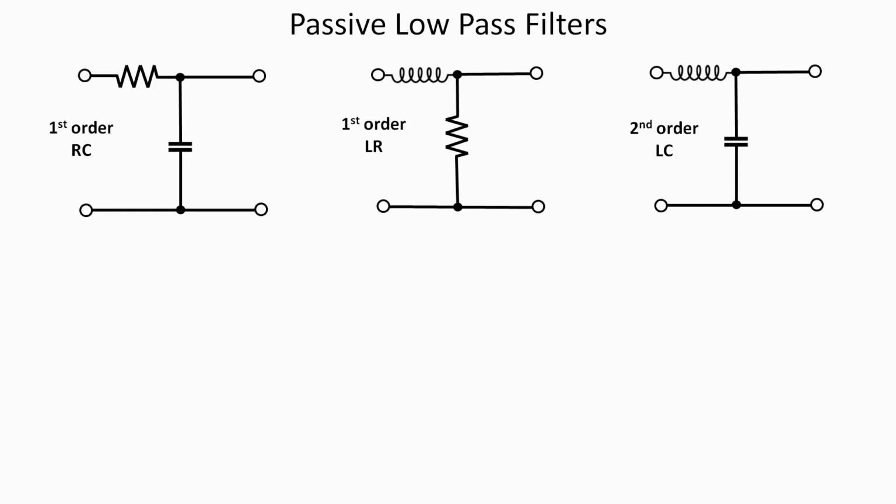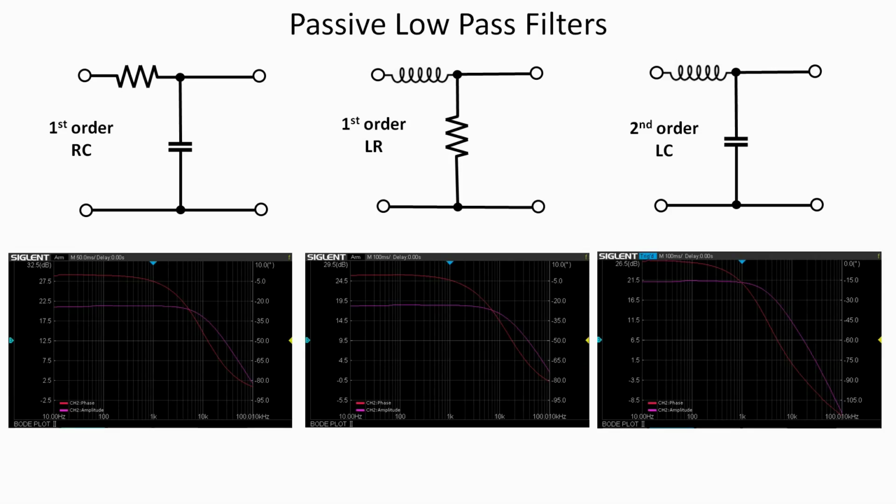Here then are the three filters we've been looking at, RC, LR and LC, and here's a screen grab from the scope of the three curves. Now I'm acutely aware that it's not easy to compare those like that, and because these are screen grabs from the scope, it's not terribly easy to overlay them. Plus they also consist of the amplitude and the phase curves, and it's the amplitude curve that we're interested in.